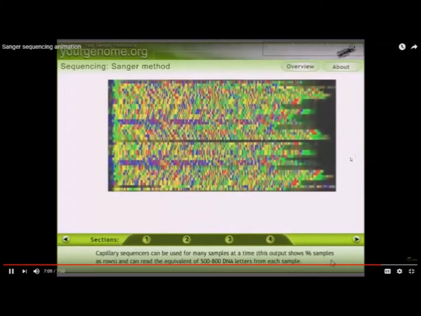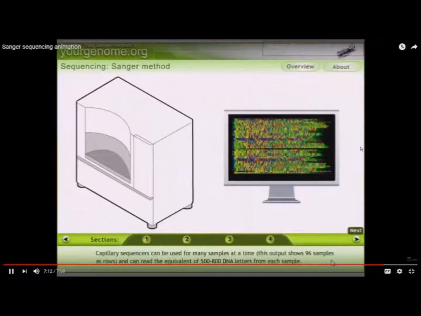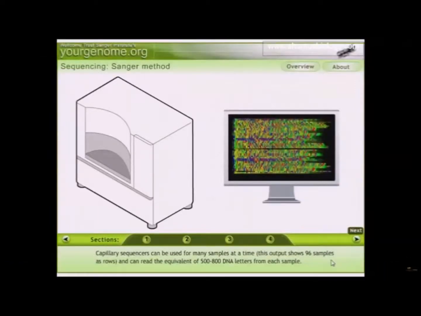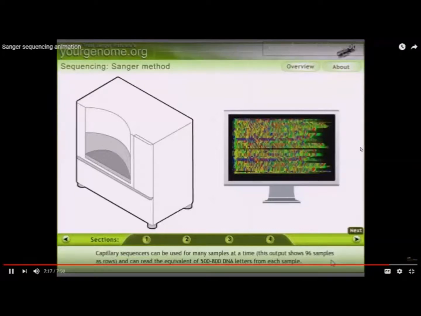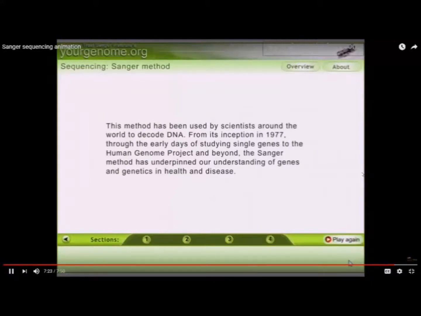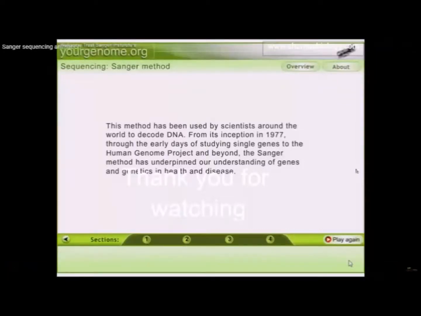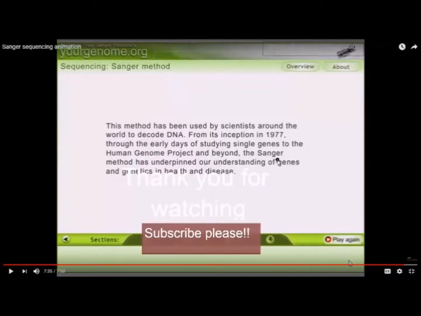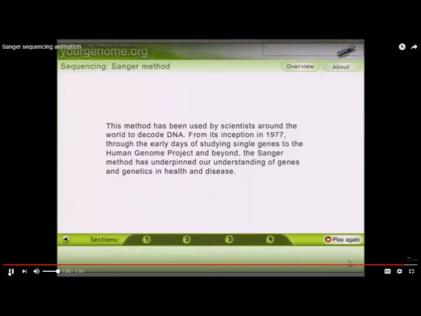Capillary sequencers can be used for many samples at a time. This output shows 96 samples or rows and can read the equivalent of 500 to 800 DNA letters from each sample. This method has been used by scientists around the world to decode DNA, from its inception in 1977 through the early days of studying single genes to the Human Genome Project and beyond. The Sanger method has transformed our understanding of genes and genetics in health and disease.